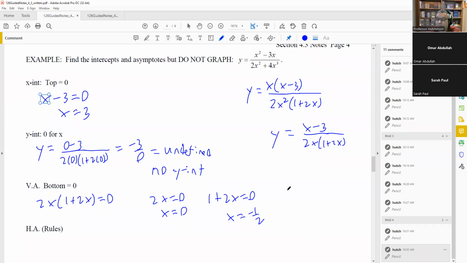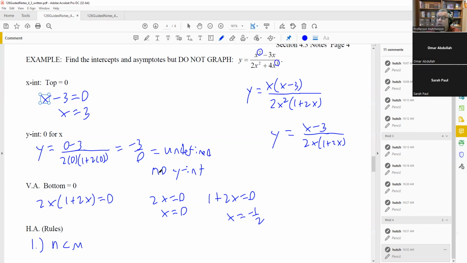Let's take a look at the horizontal asymptote. We have to use the rules here. In this case, it is okay to use the original function. I think it's going to be easier because we can tell right away what the highest power of the top and bottom is going to be. In this case, we're going to have a case of rule number 1. The n is less than m. The highest power on top is a 2. The highest power on the bottom is a 3. So we're looking at the 2 here, and we're looking at the 3.